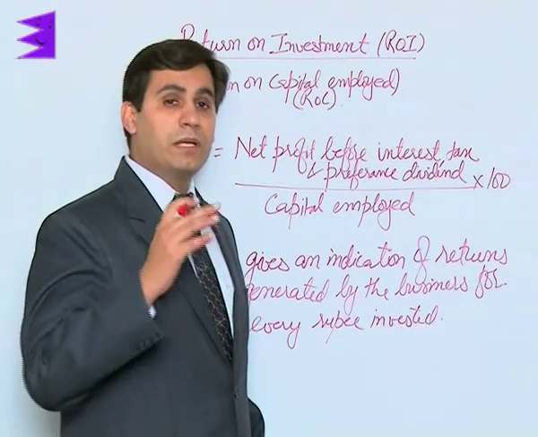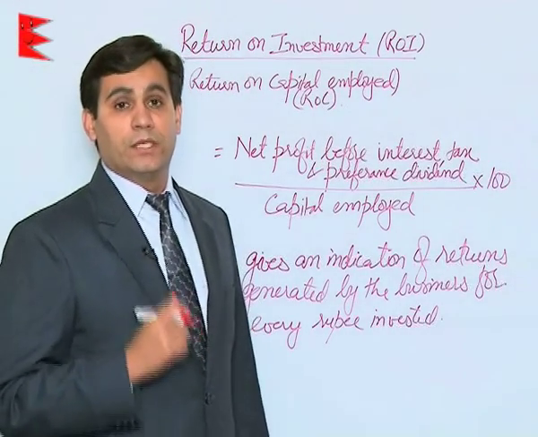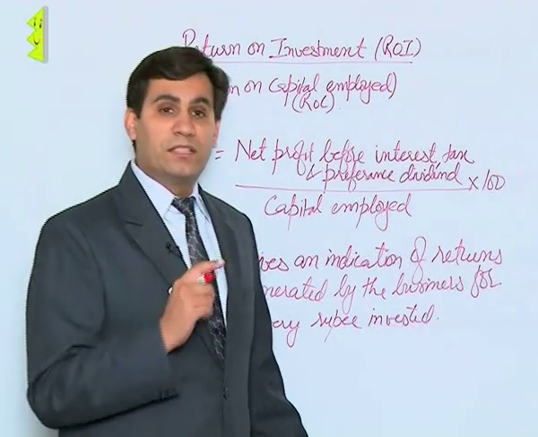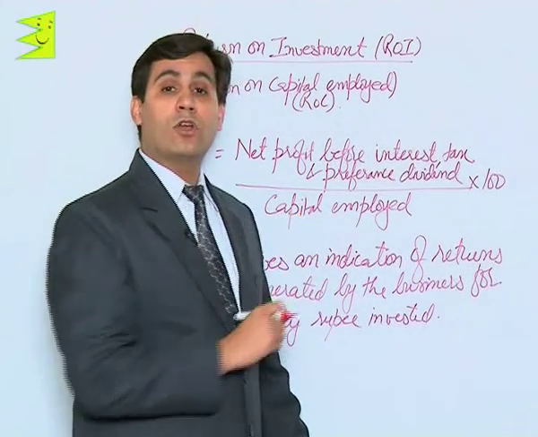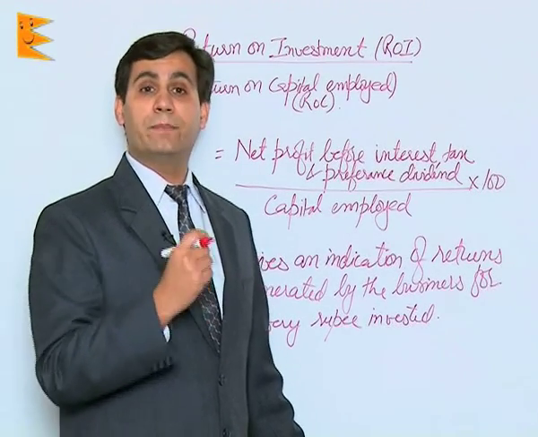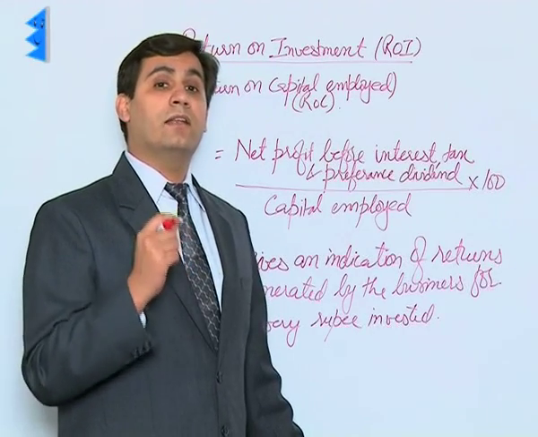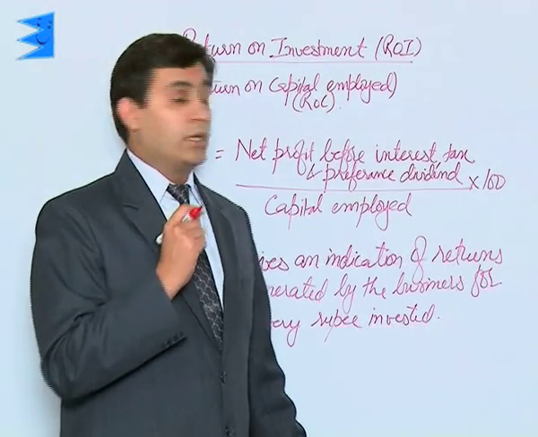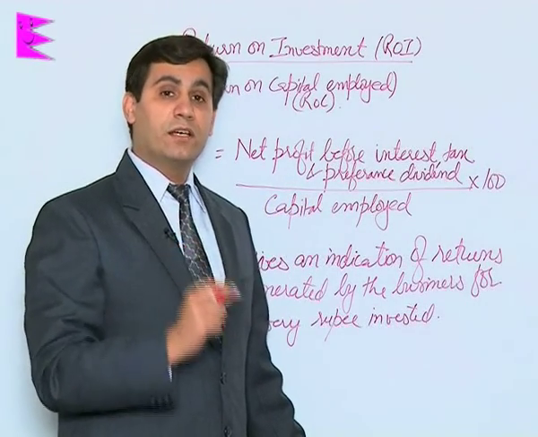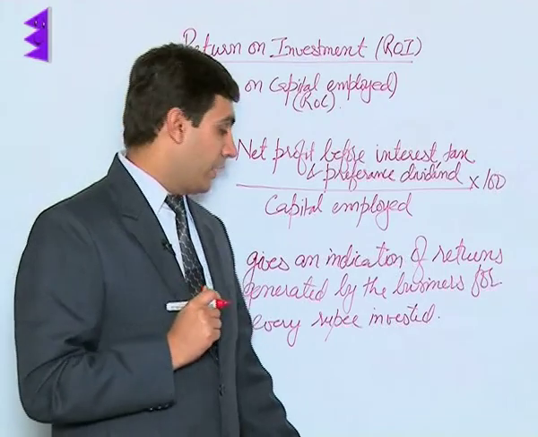Now students, somebody might think that how come this ratio is different from gross profit ratio and net profit ratio? Remember, they are calculated on sales, but this ratio gives us an indication of the returns that we are generating on the capital invested by us in the business. It is not on sales. It is the return that an owner is able to get when he invests a certain amount of capital in the business. So it is return on capital employed, whereas gross profit is return on sales.